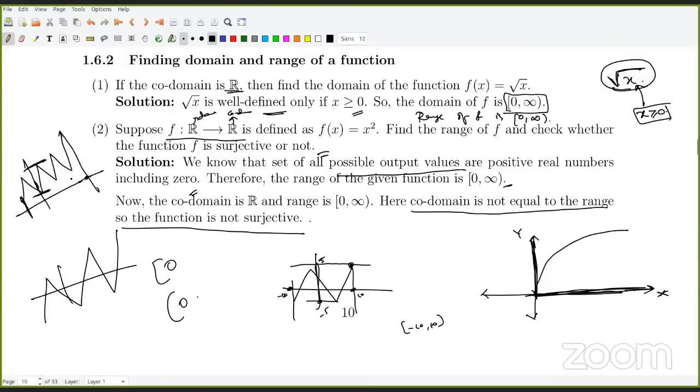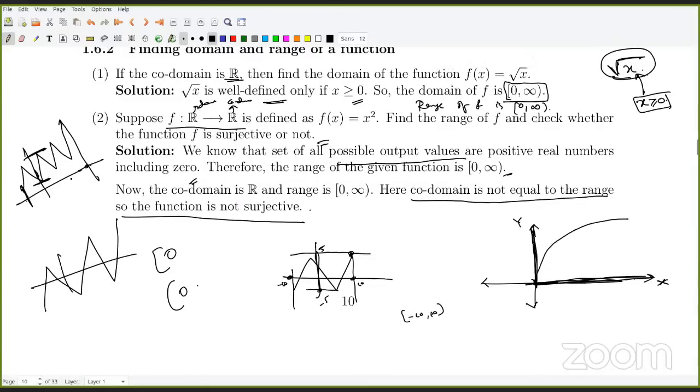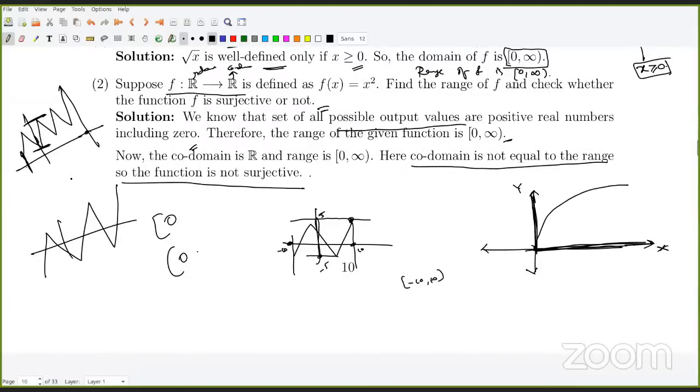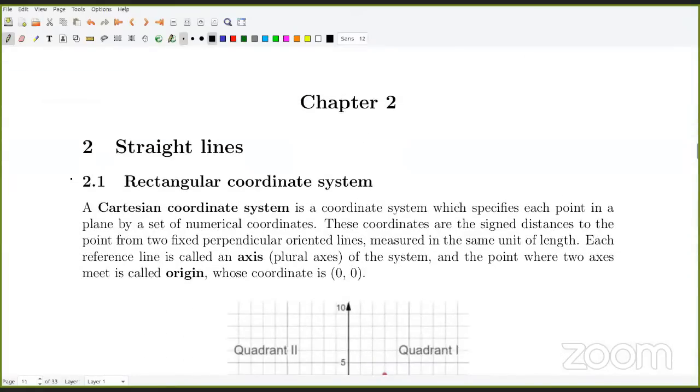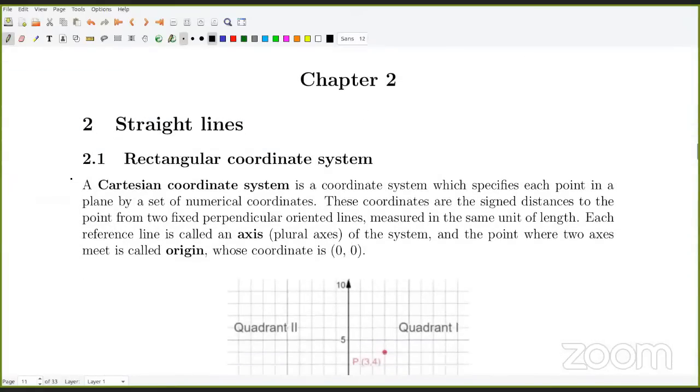Codomain, we define it. That is given. Which will be given. We cannot find codomain. Codomain will be given to it. Okay, so those are the important topics in chapter 1.